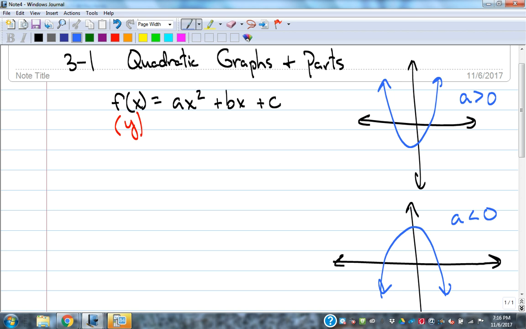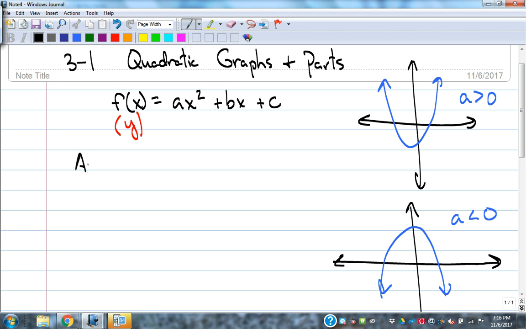A controls that. It's in front of the x squared. X squared is the most powerful part of that equation. And A being positive or negative sets the tone for the graph. So knowing that, which way it opens, up or down, is based on A.